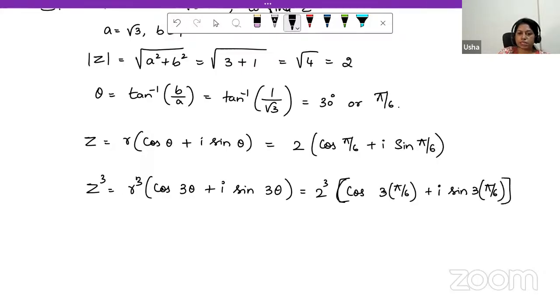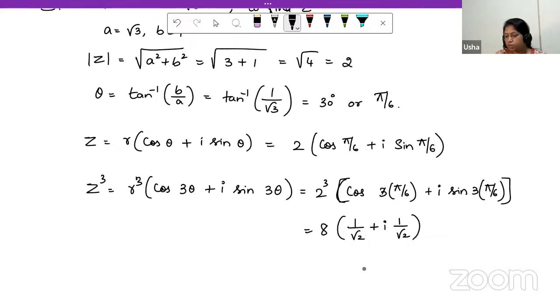3 into pi by 6 is pi by 2, so pi by 2 is 45 degrees. Cos 45 is 1 by root 2. 2 power 3 is 8. And here you will get 1 by root 2 plus i into 1 by root 2. For 45 degrees, cos and sin are both the same.